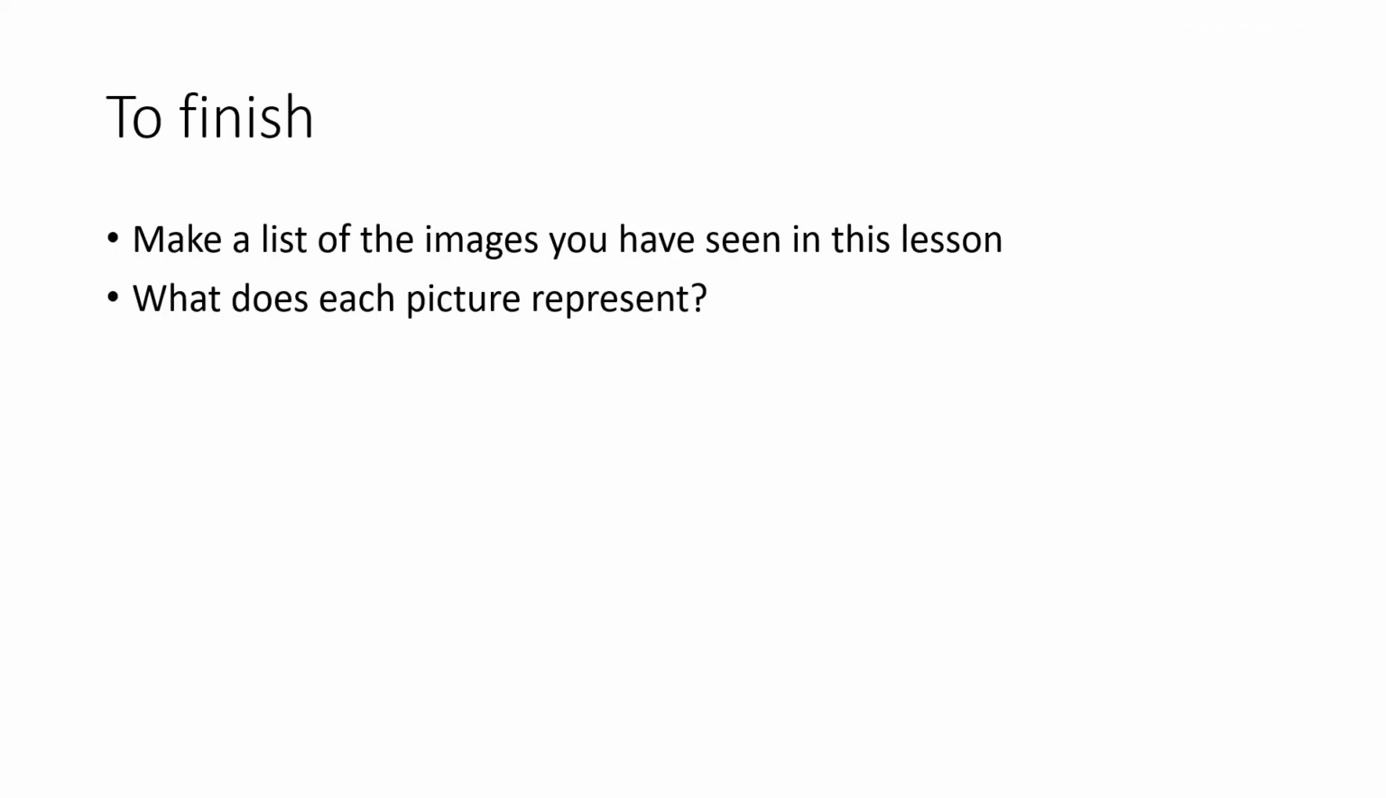So just to finish off, all you have to do is make a list of the images that you've seen in this presentation, and then you can go and say, what does each image represent? Remember, there were 6 types of mutation, there were 5 types of mutagen, and then you can also include any other images that you've seen as we went through. Once you've finished, you can go back through the presentation if you're missing any and make sure you memorize all of those 11 pictures at a minimum.